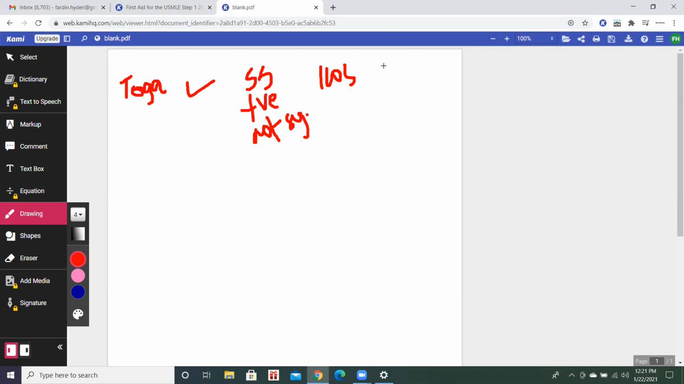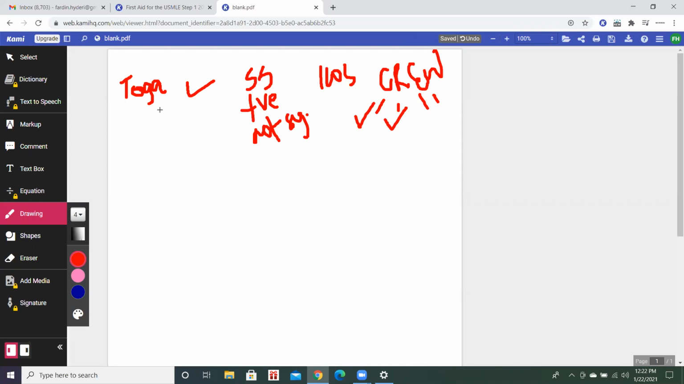Okay. So, togavirus can be identified with a name that is CRE. C for chikungunya, R for rubella, E for Eastern and Western equine encephalitis. Over here, Eastern Western equine encephalitis is not very high yield. Chikungunya is very high yield, and rubella is, of course, very high yield. We'll talk about this in the future, but they all fall under togavirus.